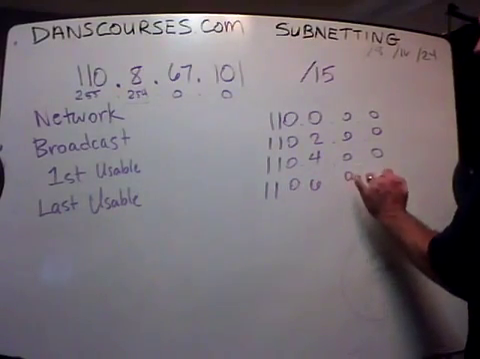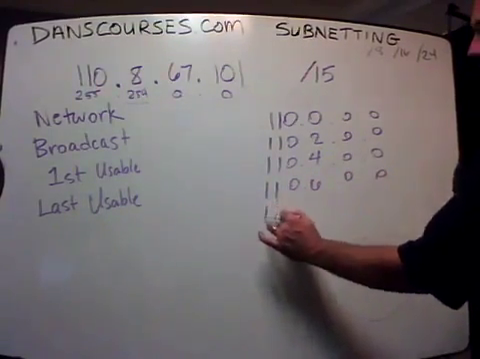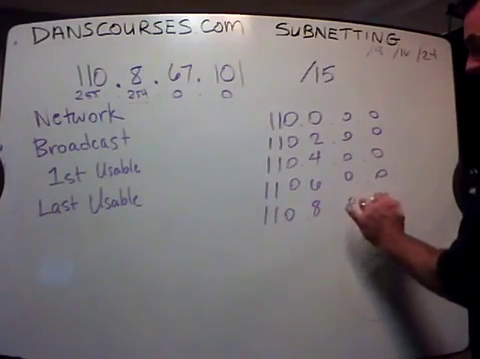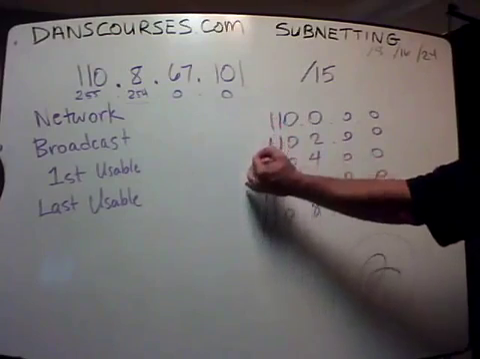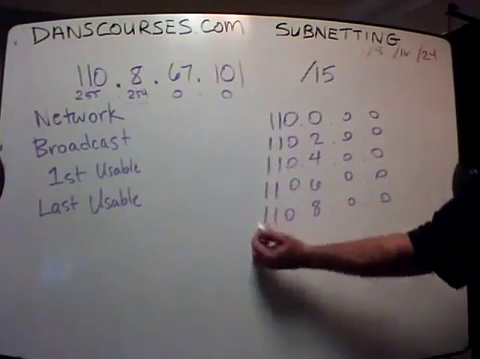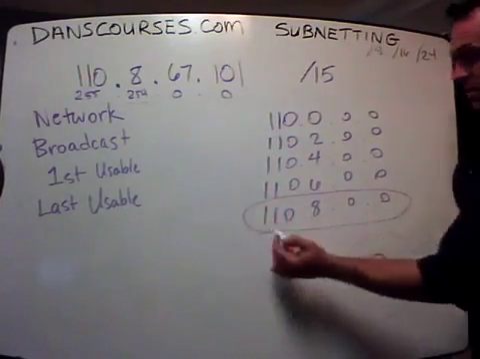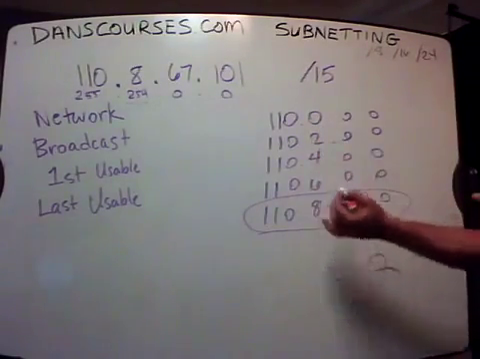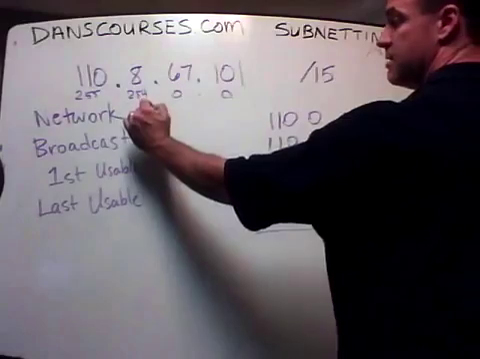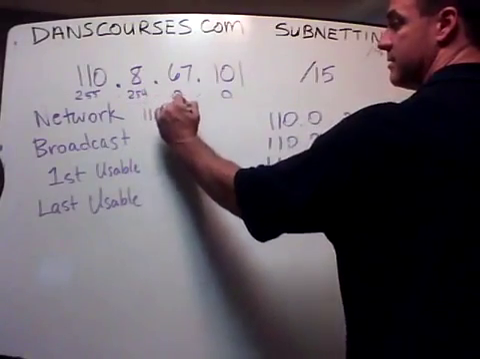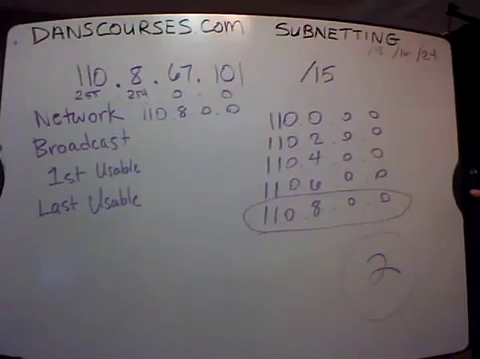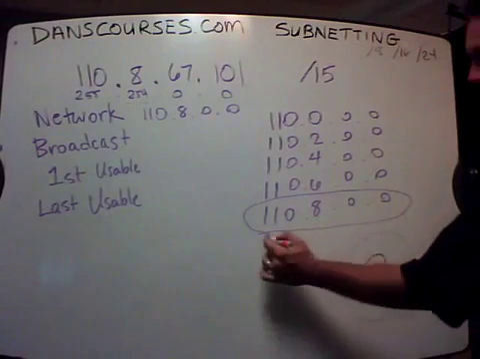And if we got there, we'd see that the fifth network, after 1, 2, 3, 4, is the 110.8.0.0 network. It goes up by 2, so the network address is 110.8.0.0. Okay?